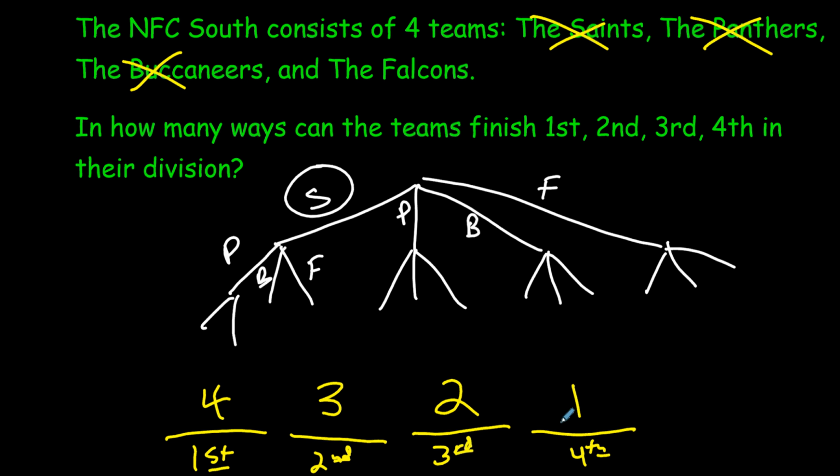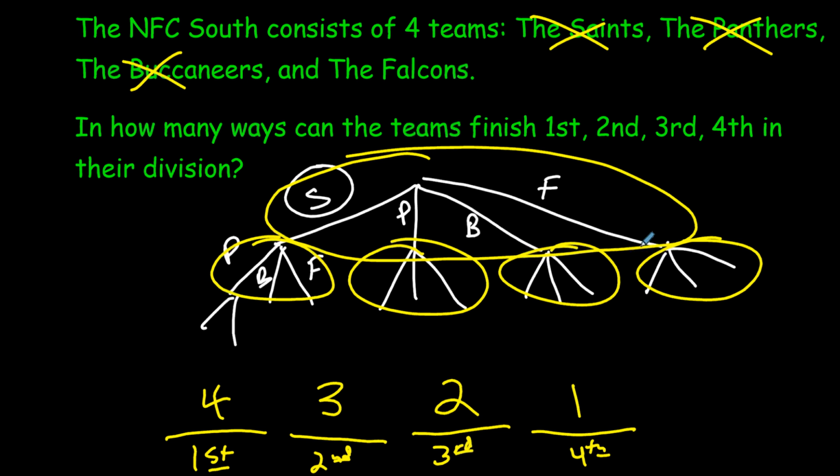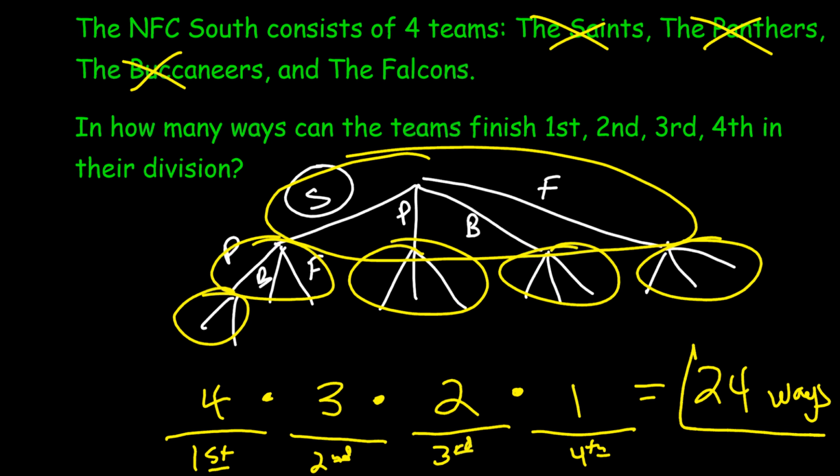So what that means is we're going to have 4 branches in our first part of the tree diagram, 3 branches off of each one of those 4 branches, and then 2 branches off of each of those. So basically we're going to multiply all these together. Every time you do another iteration of this tree diagram, you're multiplying by how many choices you have remaining. So 4 times 3 times 2 times 1 is 24 ways. So there are 24 different ways that the 4 teams in the NFC South could finish first, second, third, or fourth.